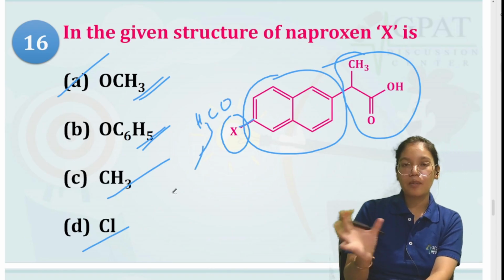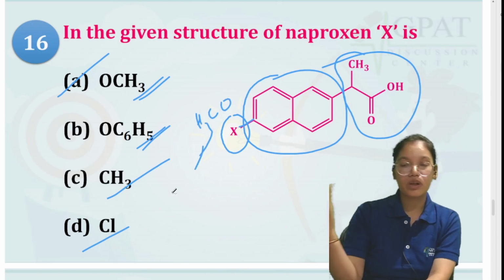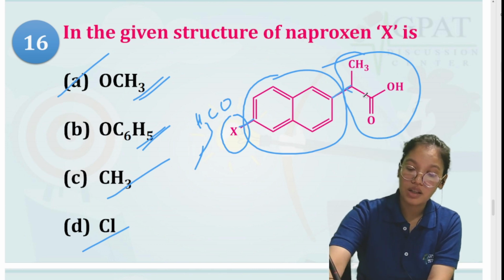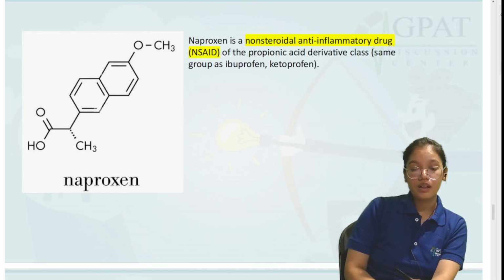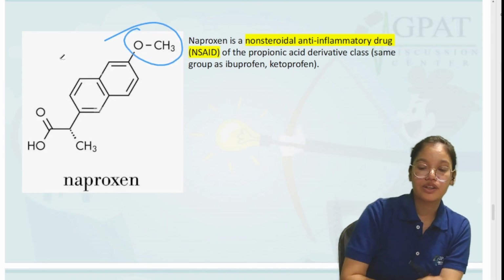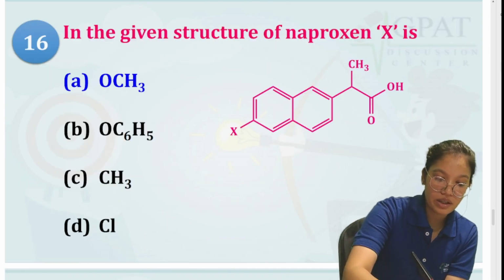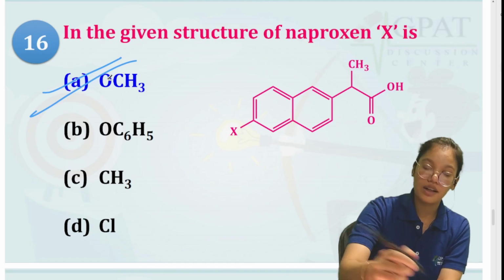The naproxen has a naphthalene ring with a methoxy group at one side, and on the other side we have a carbon chain. So it is the OCH3 group. Okay, it is also an NSAID. So A option is the correct one.